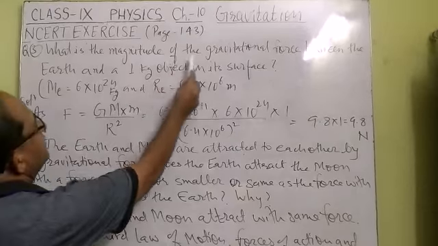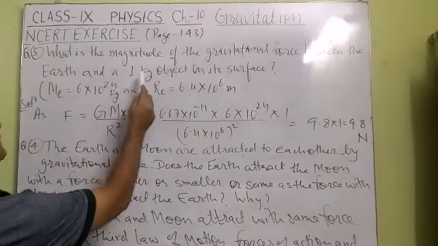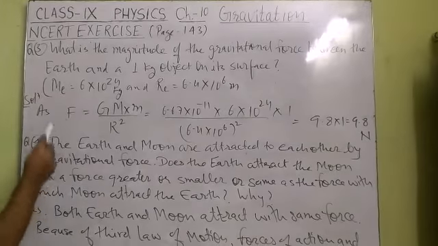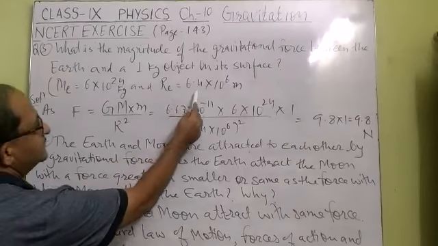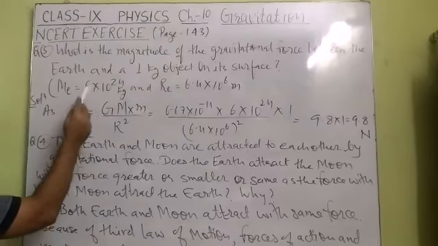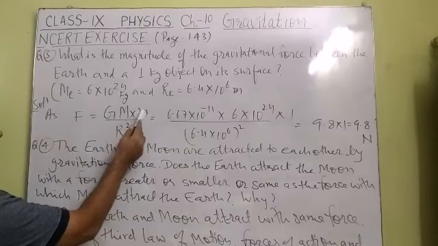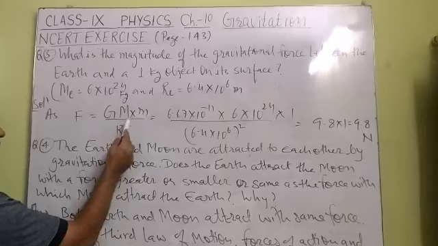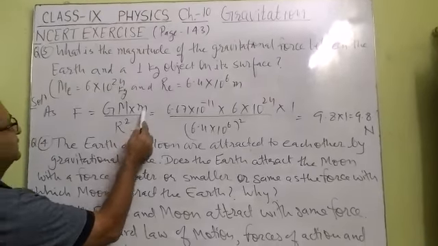What is the magnitude of the gravitational force between earth and a 1 kilogram object on its surface? For this, the mass of earth is given as 6 into 10 to the power 24 kilogram, and the radius of earth is 6.4 into 10 to the power 6 meter. The force between the object and earth can be found with the help of G capital M small m upon R square, where capital M is the mass of earth, capital R is the radius of earth, and m is the mass of the object.